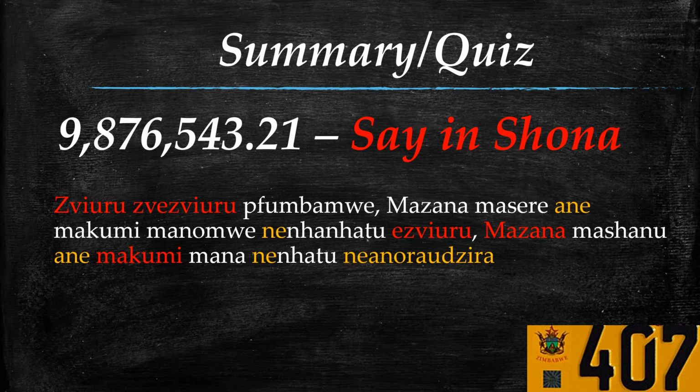Zviuru zvezviuru pfumbamwe. Mazana masere ane makumi manomwe nenhanhatu ezviuru. Mazana mashanu ane makumi mana nenhatu neanoraudzira. I will say that again. Zviuru zvezviuru pfumbamwe. That's 9 million. Mazana masere ane makumi manomwe nenhanhatu, 876,000. Mazana mashanu ane makumi mana nenhatu.